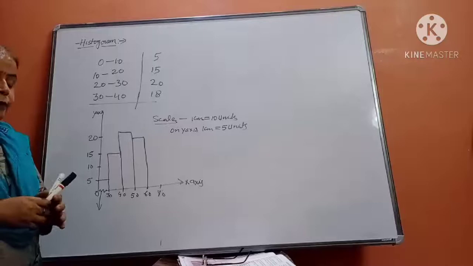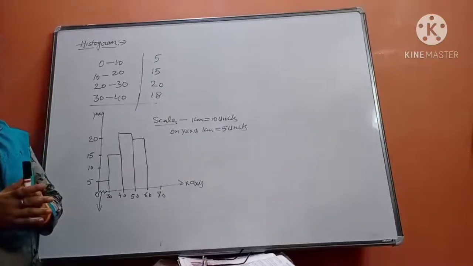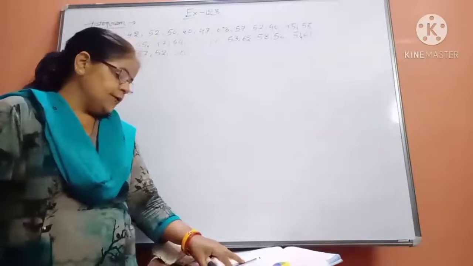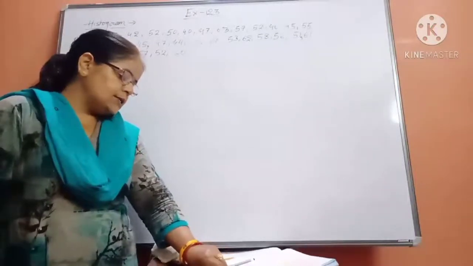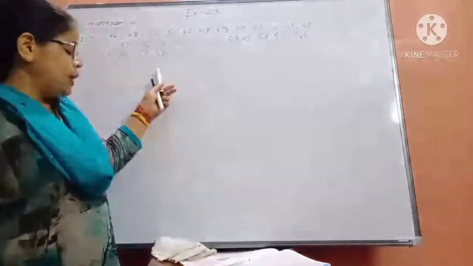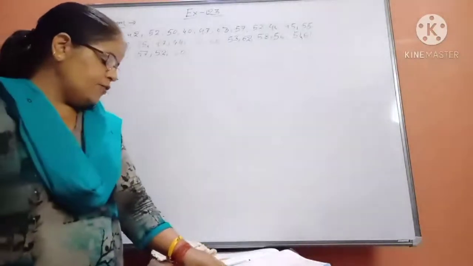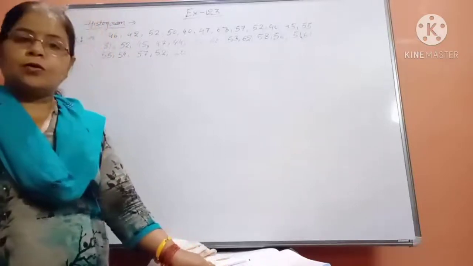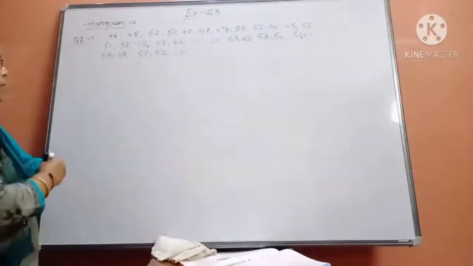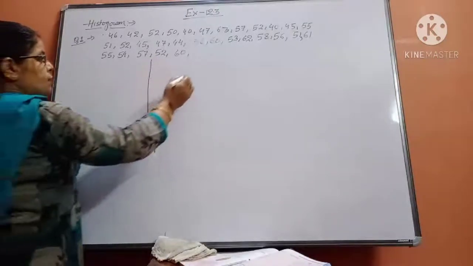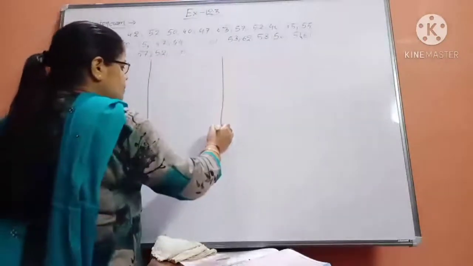Now we are coming to the exercise. See now, exercise 12.3. The weights of 30 students in a class in kg are as follows. These are the weights of the 30 students. Prepare a frequency table and draw the histogram taking a suitable class interval. We have to prepare a histogram, so for that histogram we need a continuous frequency table.